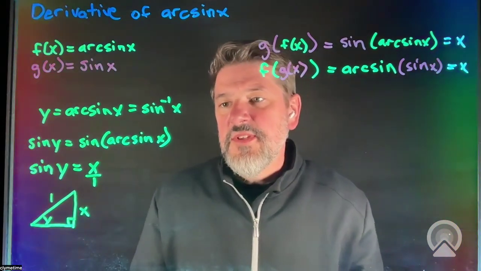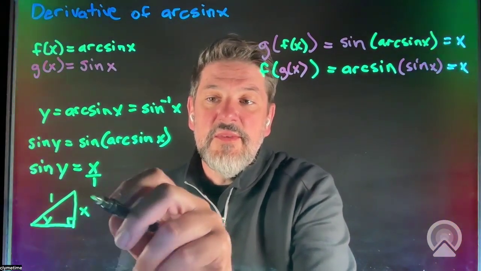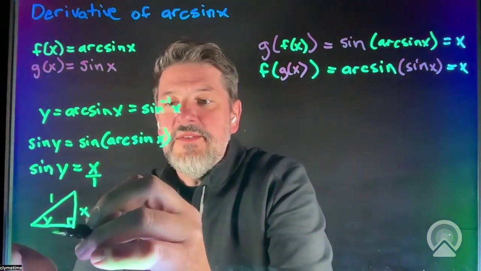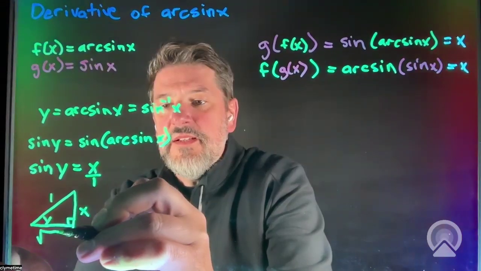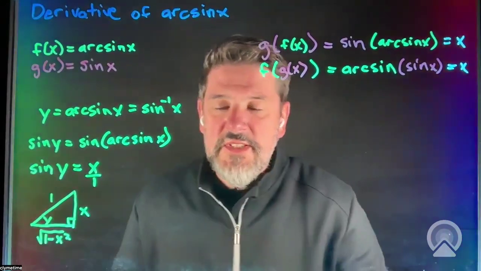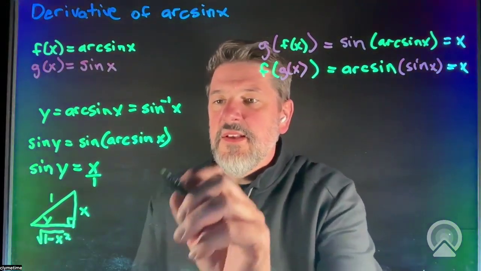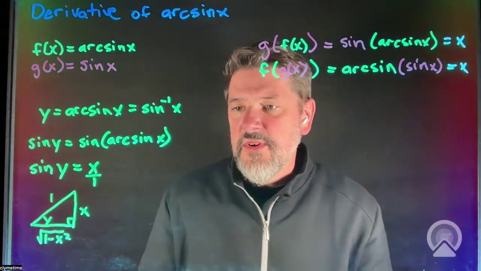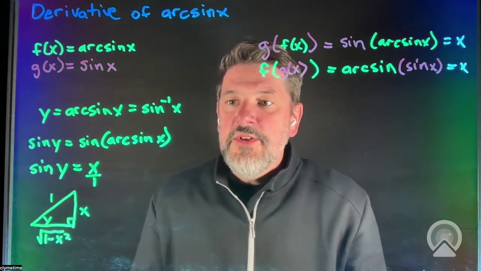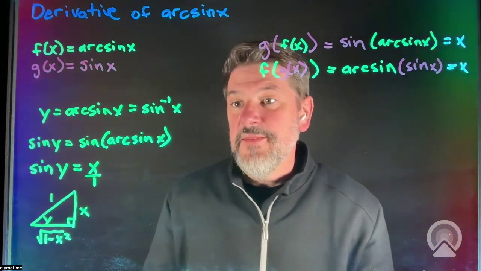So now we can use the Pythagorean theorem to figure out the side we're missing. You've got a squared plus b squared equals c squared. I'm not going to do this one, but it comes out to be 1 minus x squared. You can do it yourself to verify that's the case. Do a squared plus b squared equals c squared, solve for b squared, and you'll see it comes out to be the square root of 1 minus x squared. So why is that useful? Well, we'll find out in just a second.